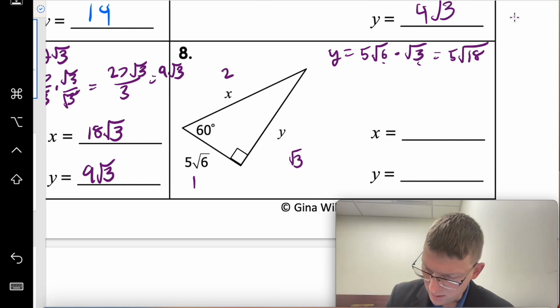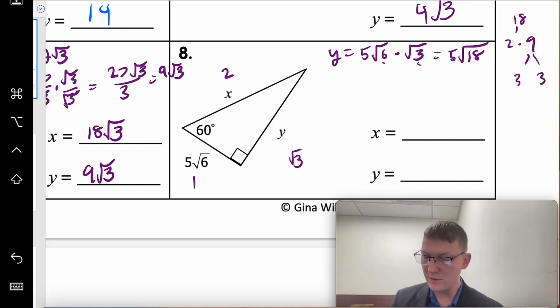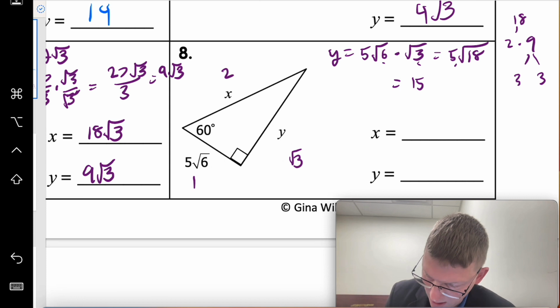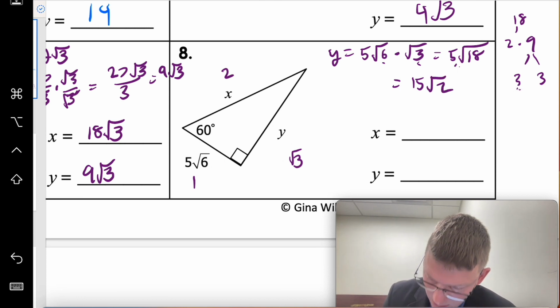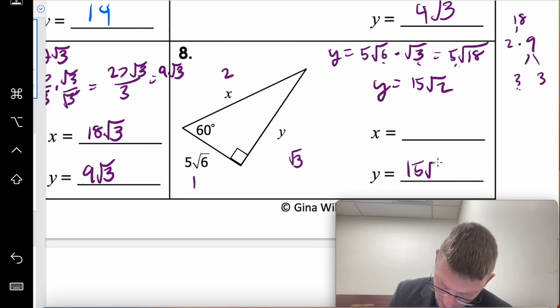I was trying to do it in my head. It didn't work, so here I am. Okay, so it looks like a 3 does come out. So our y is going to be 15, because 3 times 5 is 15, with a square root of 2 left over. So our y is 15 root 2.